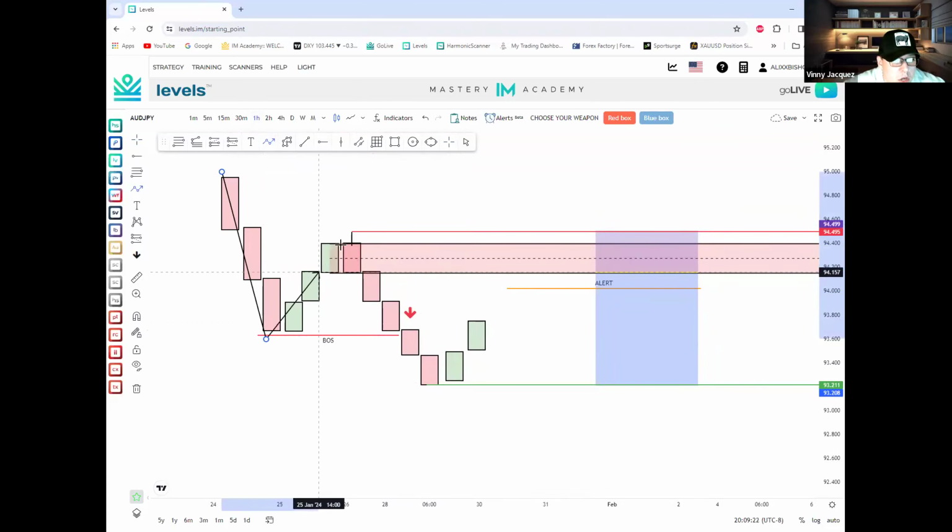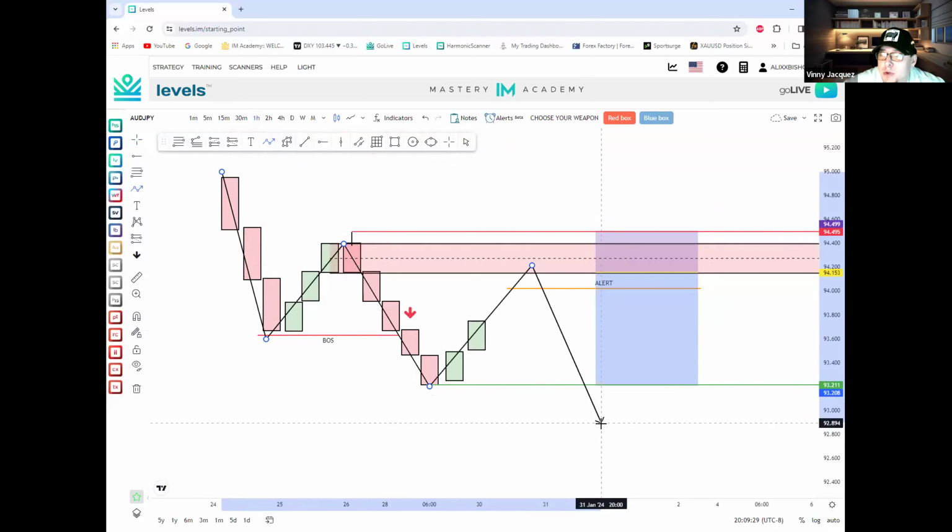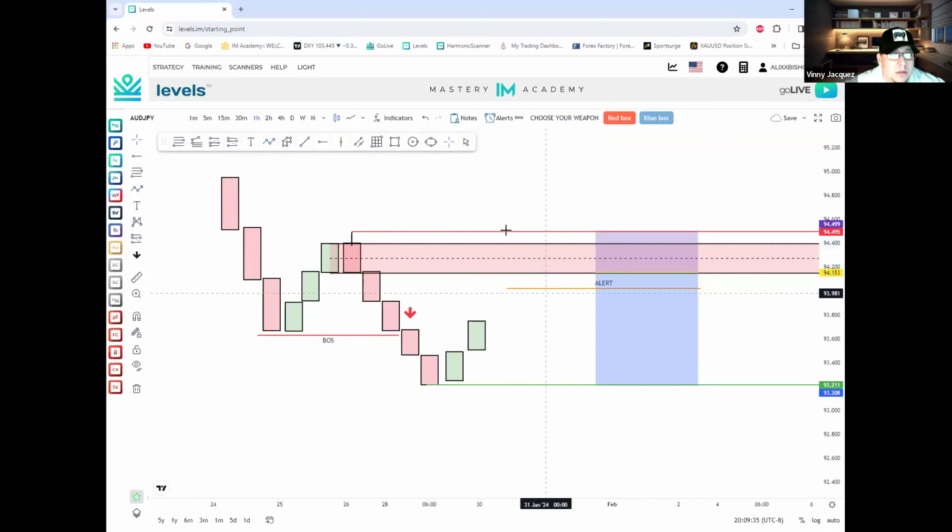Lower low, lower high, lower low. Market's coming back for this entry, guys. We're anticipating market to break through. Does that make sense, guys? Give me a 5 if this makes sense, and give me a question mark if you're lost.